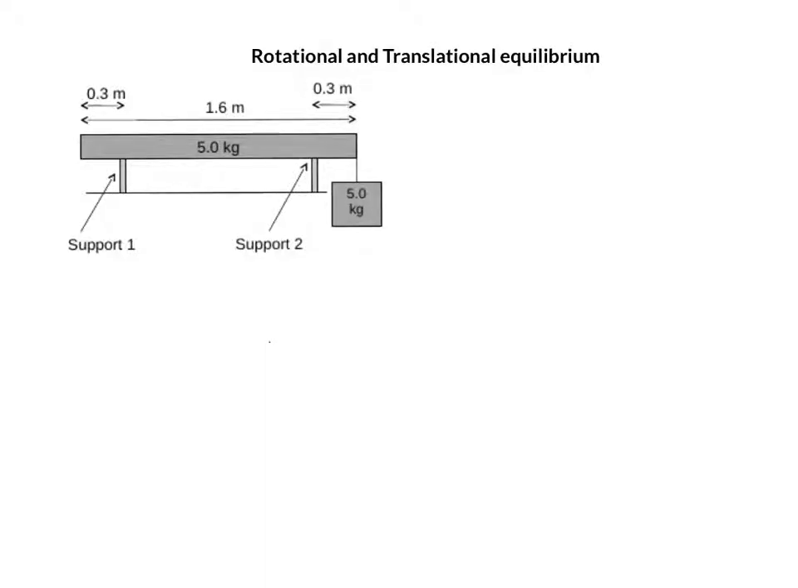This is a first and very simple problem where we need the rotational and the translational equilibrium to solve it. What we have is a horizontal beam where on the right side we have a mass that is hanging from it, and then we have two supports supporting the beam. And we are interested in calculating the forces of each support.